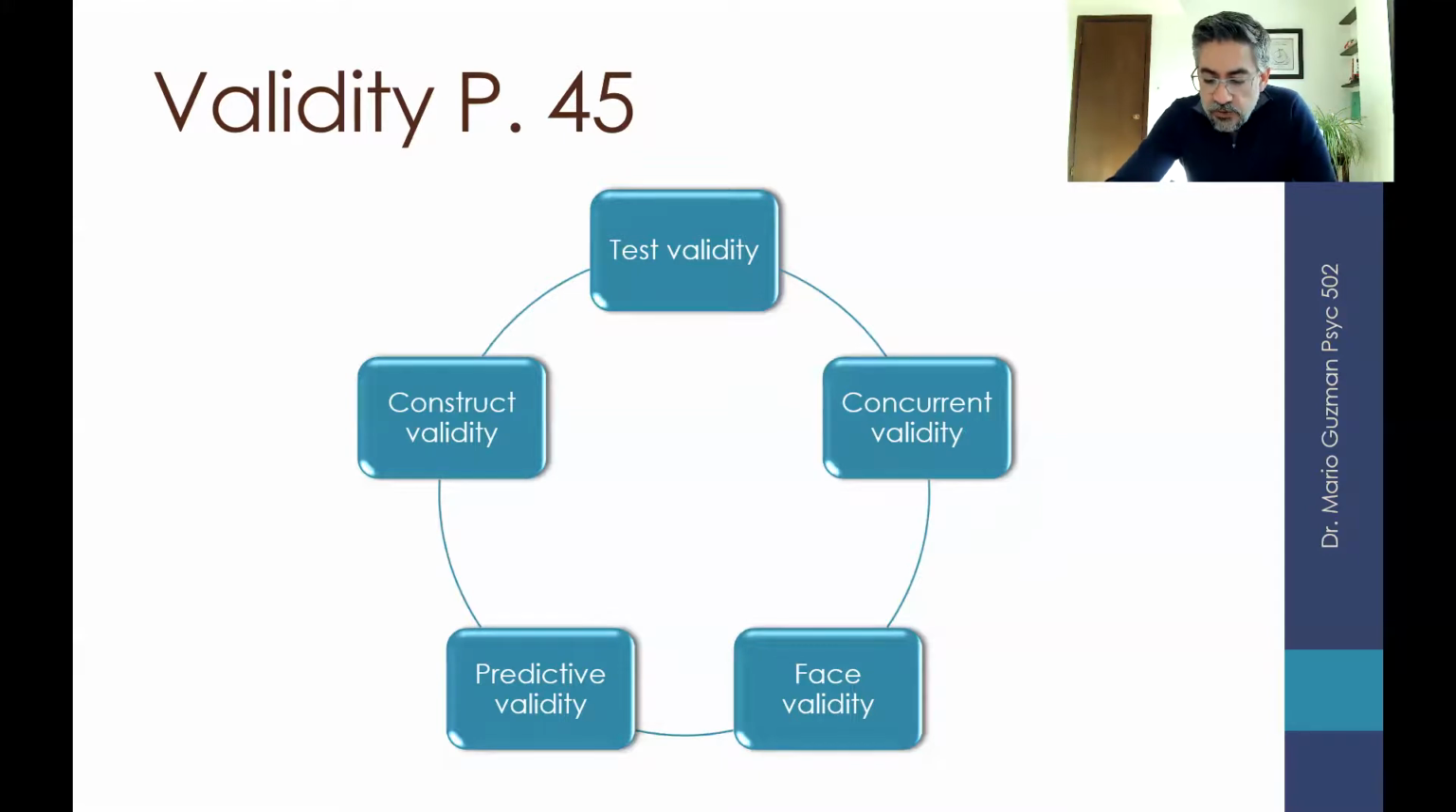And then construct validity: independent evidence showing that a measure of a construct is related to other similar measures. So again, it's when you are trying to understand the construct that you are trying to assess. Imagine that the construct is post-traumatic growth, right? Is it really related to other instruments that are assessing this same construct or not?